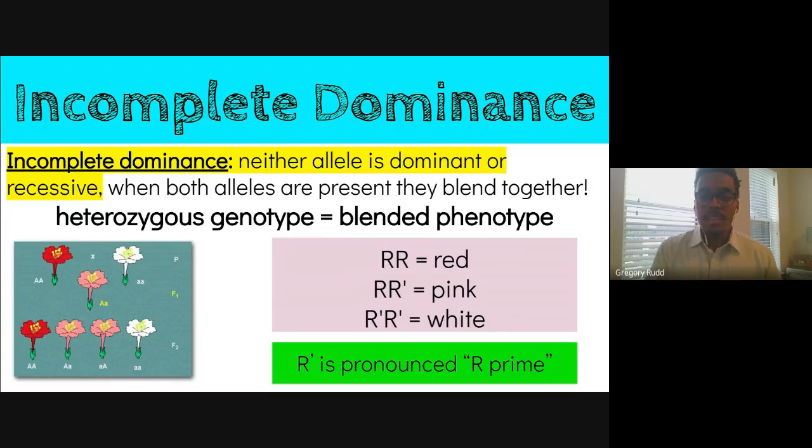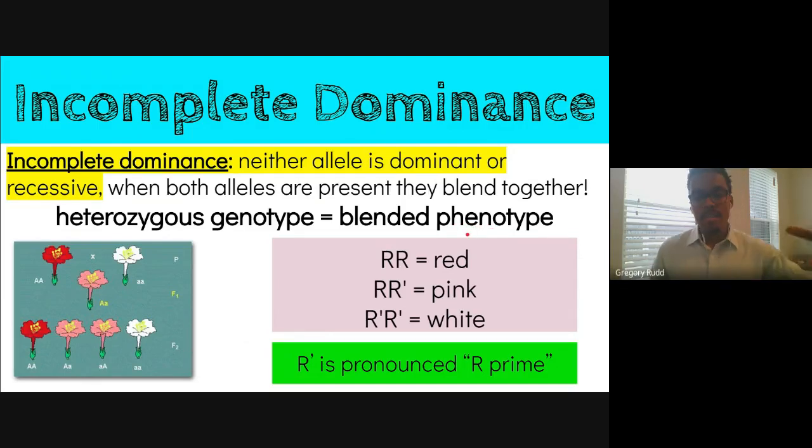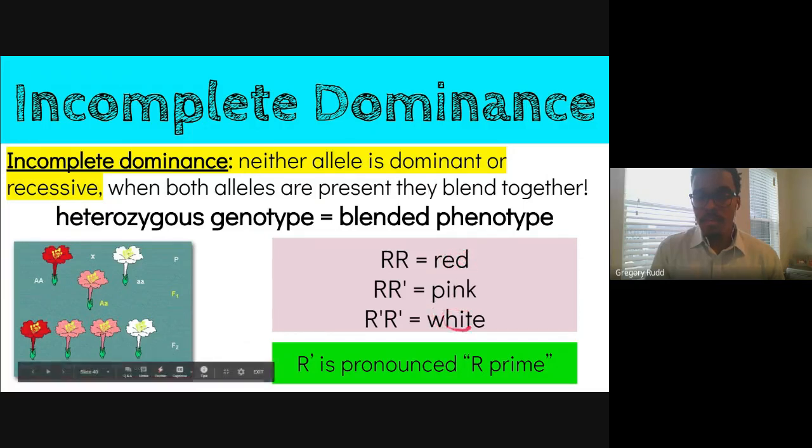In incomplete dominance, neither allele is dominant or recessive. Which means that when both alleles are present, they blend together. The biologically formal way of saying this is if I have a heterozygous genotype, then I'm going to have what's called a blended phenotype, meaning it's a blend of the dominant and the recessive. They both show up in a mixture. So if my dominant phenotype is red and my recessive phenotype is white, then my blended phenotype is going to be pink.